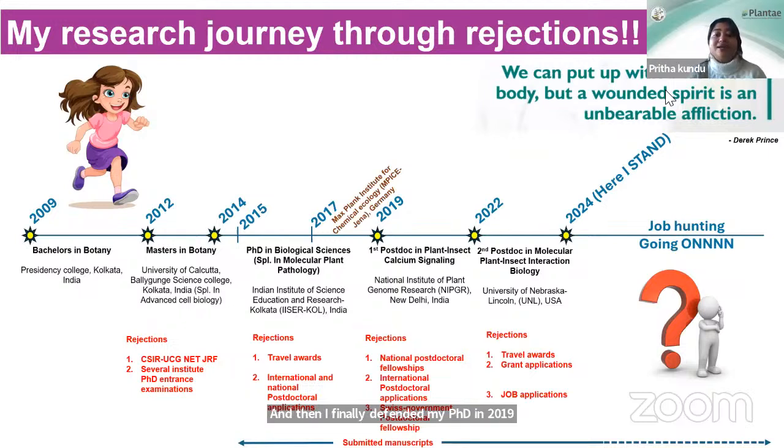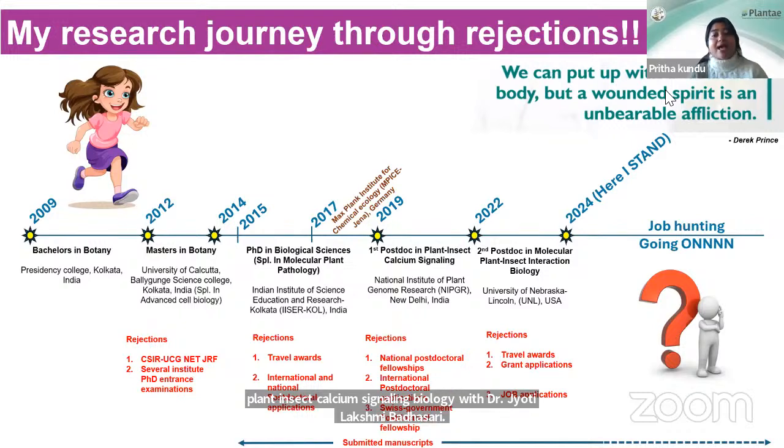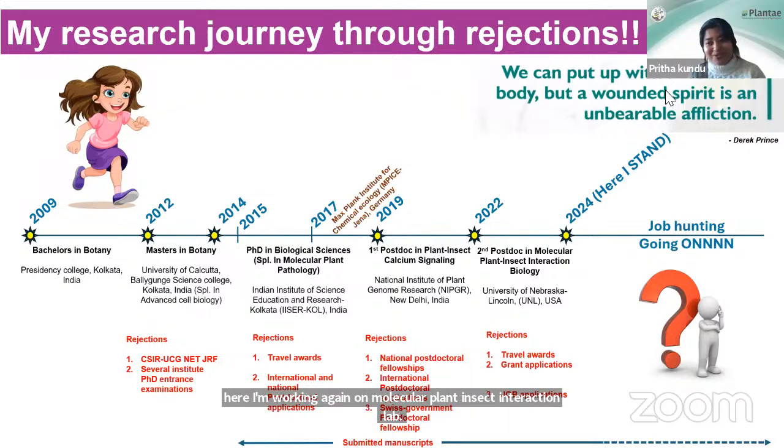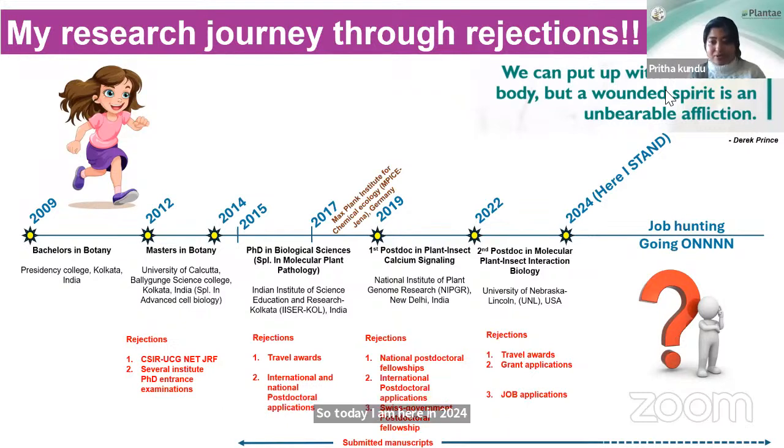Followed by that, I started my first postdoc in plant insect calcium signaling biology with Dr. Jyothilakshmi Vadassery at NIPGR, New Delhi, which I ended in 2022. And since March of that year, I'm working with Dr. Joe Louis at University of Nebraska, Lincoln. And here I'm working again in a molecular plant insect interaction lab. So today I am here in 2024, and I'm further looking forward to several job applications.